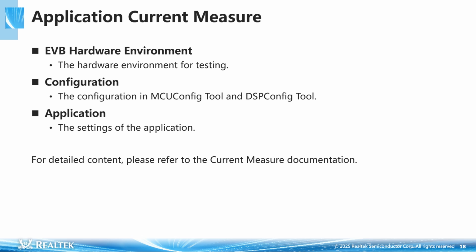When conducting application power test, we also need to do some preparation work. The current measure document provides detailed information on the tasks required for testing application. The main content includes the following. The EVB hardware environment section provides information on the hardware environment preparation. The configuration section explains the configurations needed in the MCU config tool and DSP config tool. The application section details the configuration required for the application. For specific steps, please refer to the document.